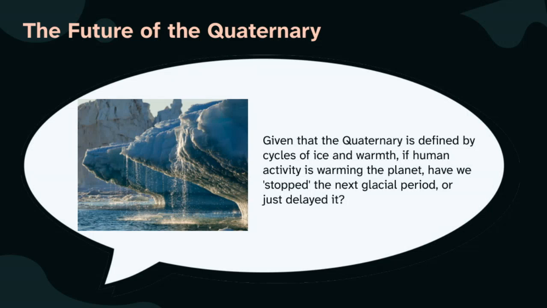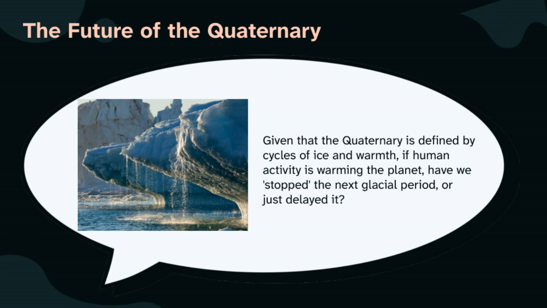Now we come to a more challenging question. The Quaternary is defined by cycles of ice and warmth. So, if human activity is warming the planet, have we stopped the next glacial period or just delayed it? This is a difficult question because it involves both natural climate cycles and human-caused climate change. Naturally, Earth would be expected to continue moving through glacial and interglacial cycles. However, human activity has increased greenhouse gas concentrations, especially carbon dioxide. This has raised global temperatures and changed the baseline conditions of the climate system.